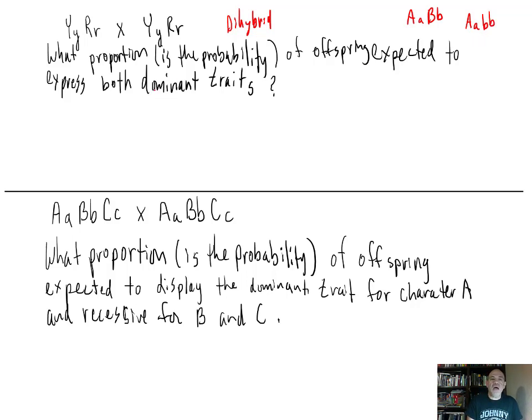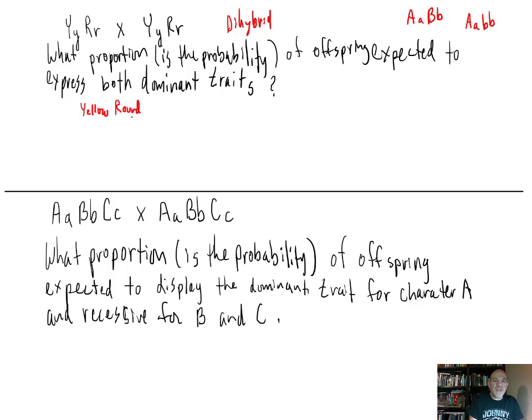And so I asked this question here: what proportion, or in other words, what is the probability of the offspring expected to express both dominant traits? I use the Y's and the R's, where big Y is for yellow and R is for round. The little y is green and the little r is wrinkled, right? So for both dominant traits, we're asking, what is the probability, if we do this cross without doing the Punnett square, of getting yellow, because that's the dominant, and round?